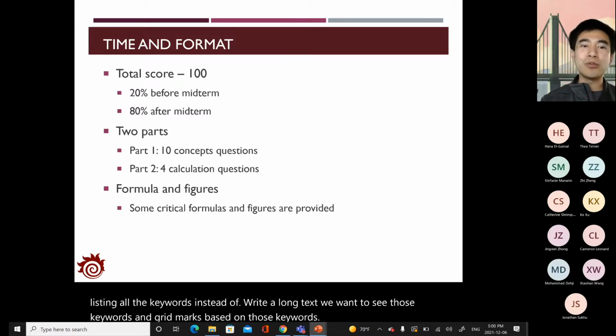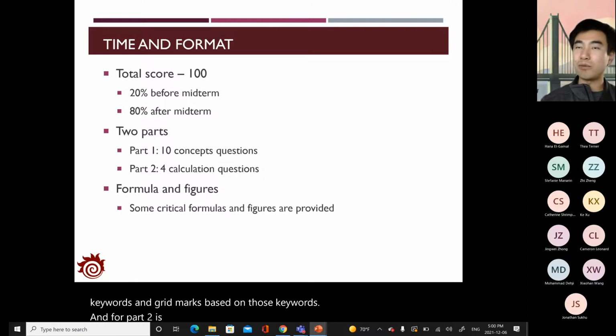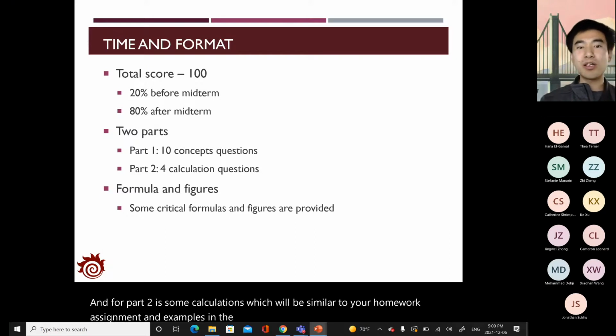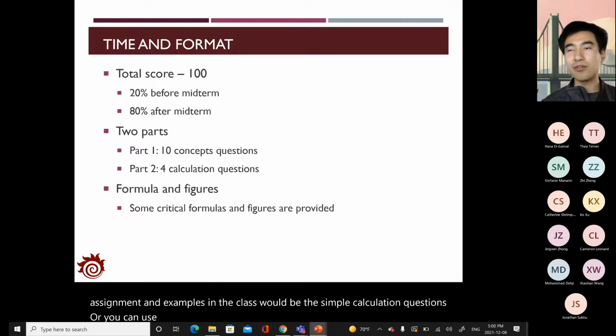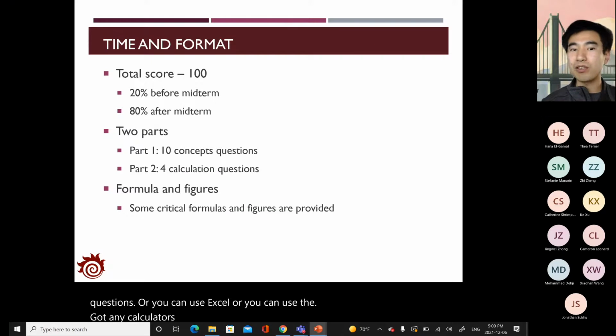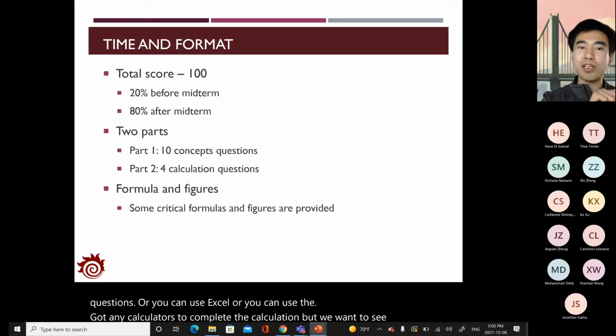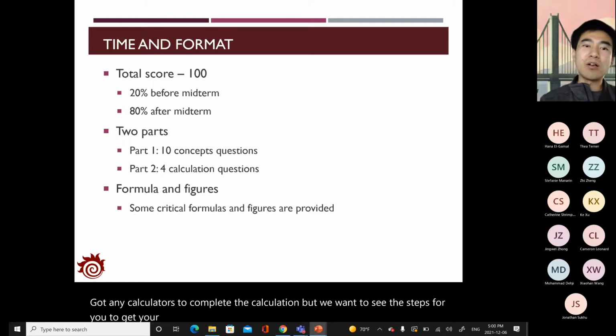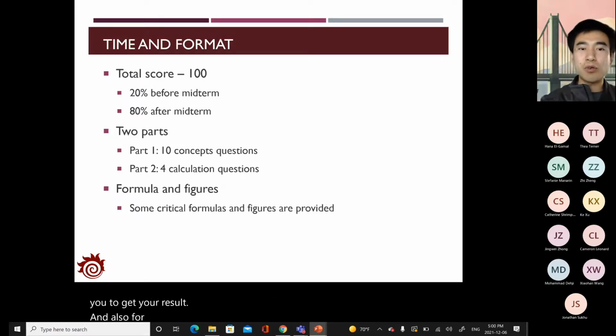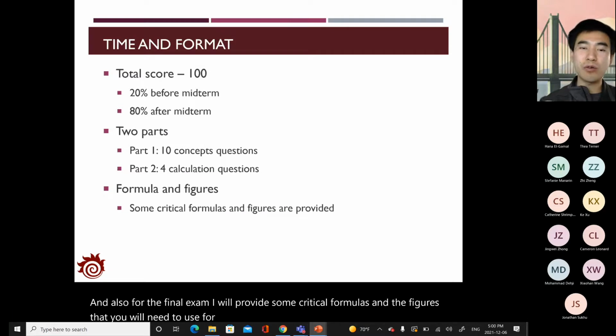For part two, there are some calculations, which will be similar to your homework assignments and examples in the class. It will be simple calculation questions. You can use Excel, or you can use any calculators to complete the calculation. But we want to see the steps for you to get your result. Also, for the final exam, I will provide some critical formulas and the figures that you will need to use for all the questions.